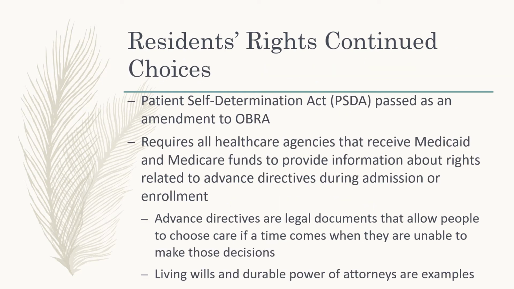Residents' rights continued. This is about the choices that they may make. The Patient Self-Determination Act was passed as an amendment to OBRA. It requires all healthcare agencies that receive Medicaid and Medicare funds to provide information about rights related to advance directives during admission or enrollment. Advance directives are legal documents that allow people to choose care if a time comes when they are unable to make those decisions. Living wills and durable power of attorneys are examples of advance directives.